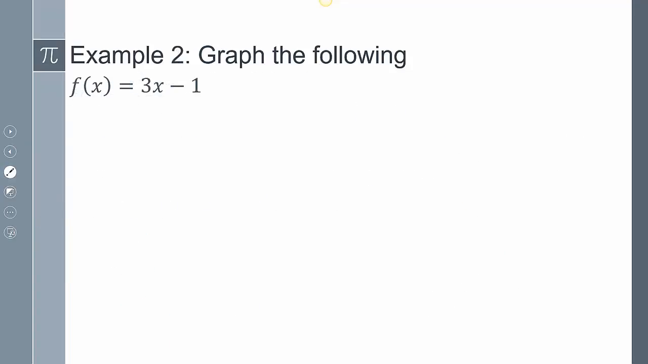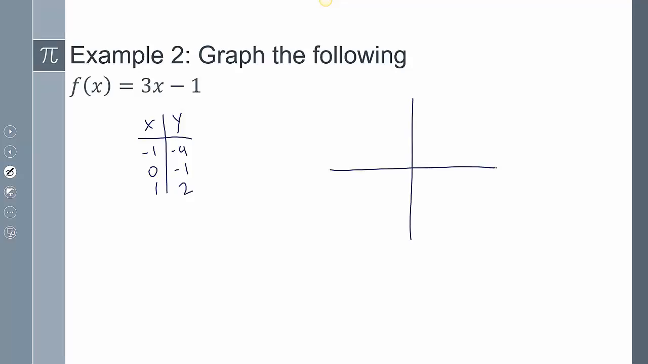Now example number 2, if I wanted to graph this, we just create our chart. And so if I plug in, let's say, these values here, if I plug in -1, -3 minus 1 is -4. If I plug in 0, I get -1. If I plug in 1, I get 2. So then plotting these on my graph, at -1, it's -4. At 0, it's -1. And at 1, it's +2. And so that's going to be the graph of my equation.